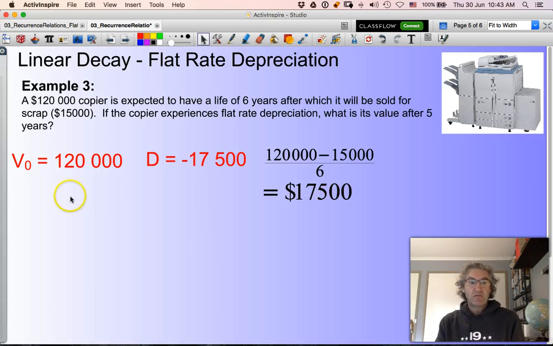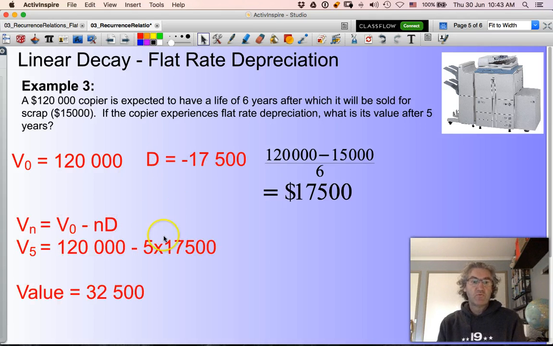So I just need to plug this into the recurrence rule. I want to work out the value after 5 years. It will be my initial value minus 5 times how much it depreciates every year. So there you have it.